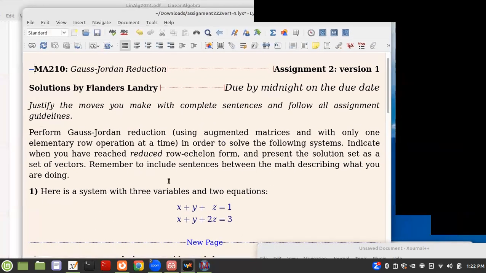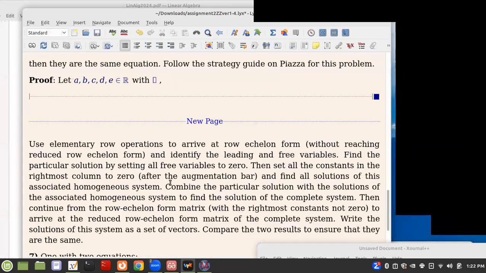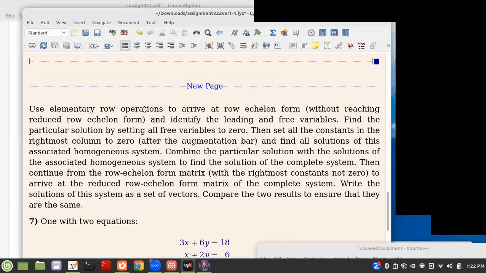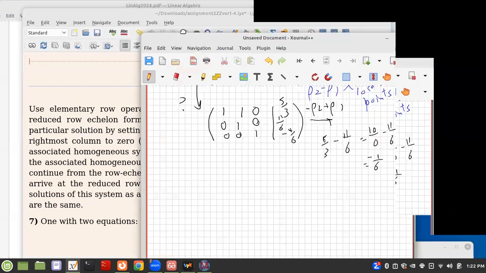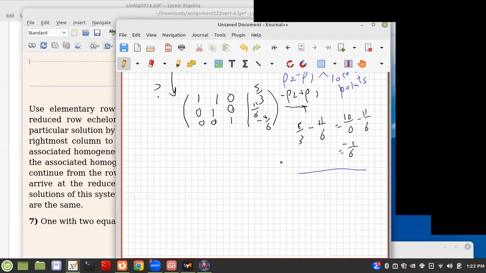Okay, so for 7 and 8, you use elementary row operations to arrive at row echelon form without reaching reduced. So you just get it to echelon form and identify the leading and free variables, just like we did in assignment 1. Then you find the particular solution: since you know what the free variables are, you can set all the free variables to 0.